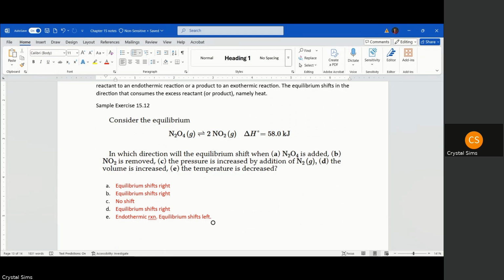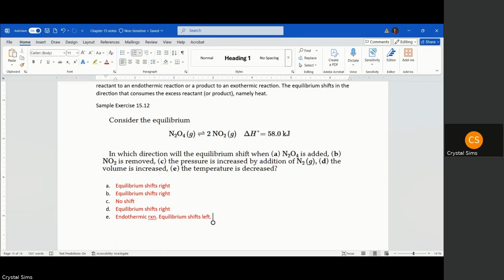In the second one, NO2, which is the product, is removed. If NO2 is removed, we have to make more of it. So it's a product, we need more product, so equilibrium has to shift to the right. The pressure is increased by the addition of N2. Well, we look at this reaction, there is no N2. N2 doesn't even exist in this reaction. Just to throw you off here, there's no shift. This N2 has no bearing whatsoever on our reaction. So no shift.